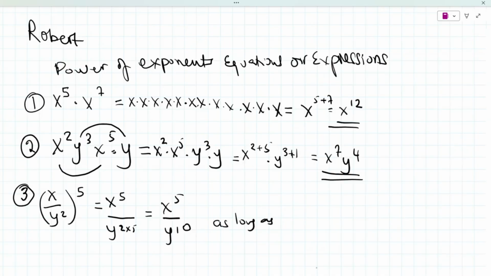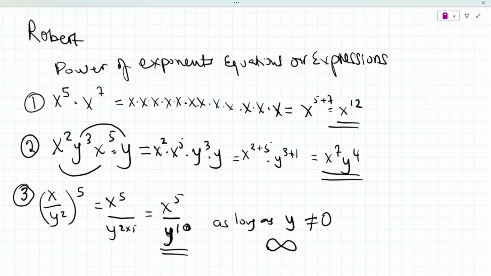As long as y is not equal to 0. So y as a base should never be equal to 0. The reason being, any number divided by 0 is so big that we don't know what it is, and we normally just symbolize it as infinity, as a lying 8. So that's why as long as y is not equal to 0, this is the answer we have for this problem.